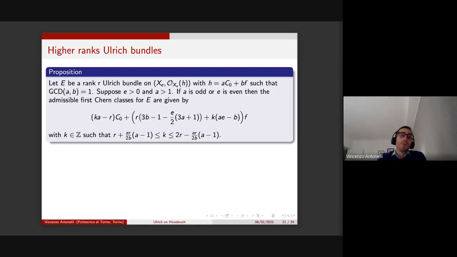The second hypothesis about e and a is to exclude the case where the variety supports Ulrich line bundles, which can be a little bit tricky. And the last condition is just technical, to be able to express the admissible Ulrich pairs in a reasonable way. With these three conditions, the admissible first Chern classes are given by this formula, where k is an integer which varies in this range. And the range only depends on the rank and the polarization.